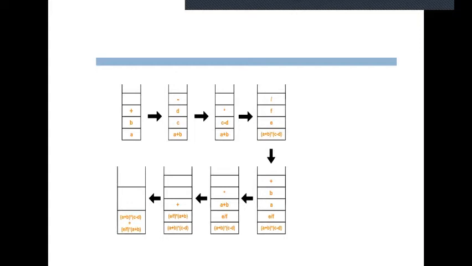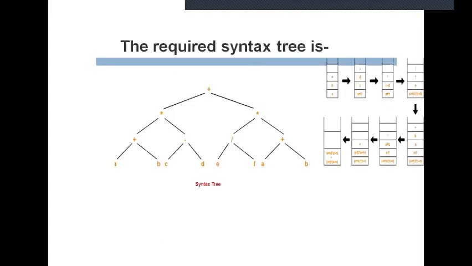By using these steps, you have to draw the syntax tree. Okay, so how we can draw the syntax tree is, first start from here. First take A, B and plus. So draw A, B and plus. Then C, D and minus. So C, D and minus you have to draw.